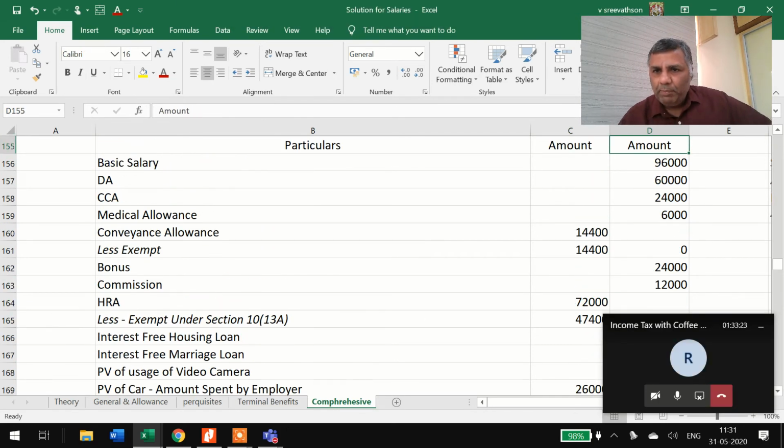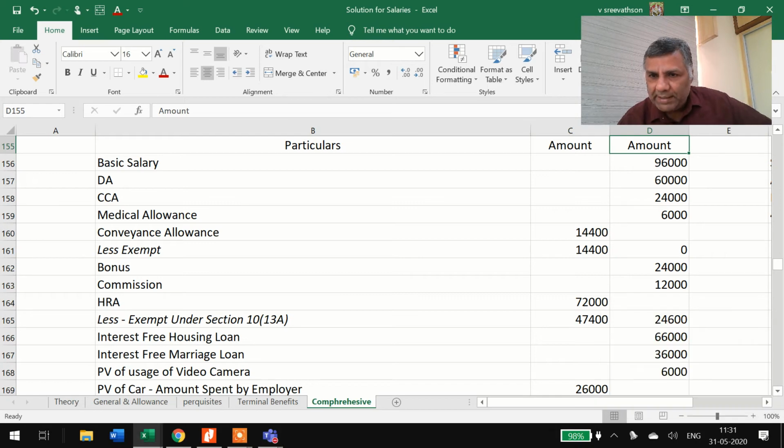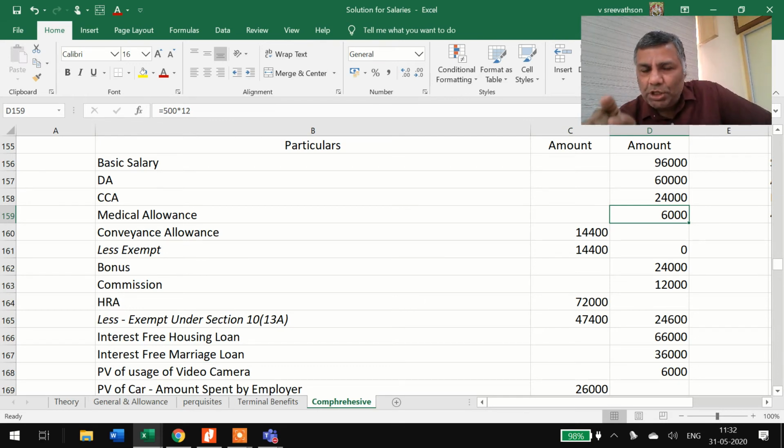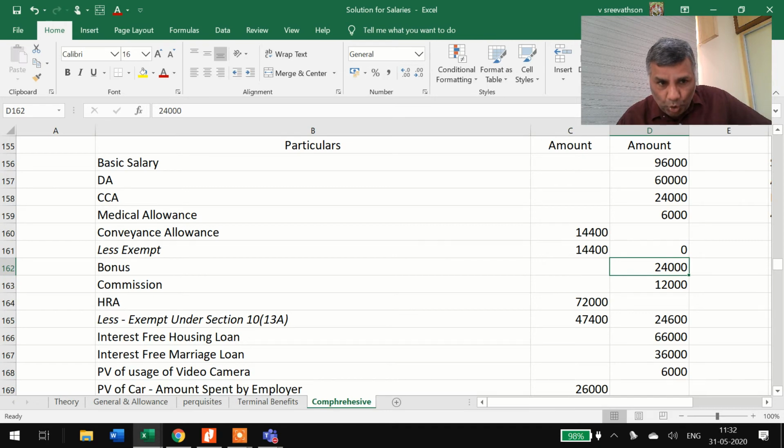Okay, my dear friends, the answer goes like this. Basic pay 96,000. Honestly, everybody got it right. DA 60,000, CCA 24,000, medical allowance 6,000. Somebody has given this as exemption, but irrespective of the information, medical allowance and all are fully taxable. Conveyance allowance fully exempt. Bonus, commission, HRA received is 72,000.